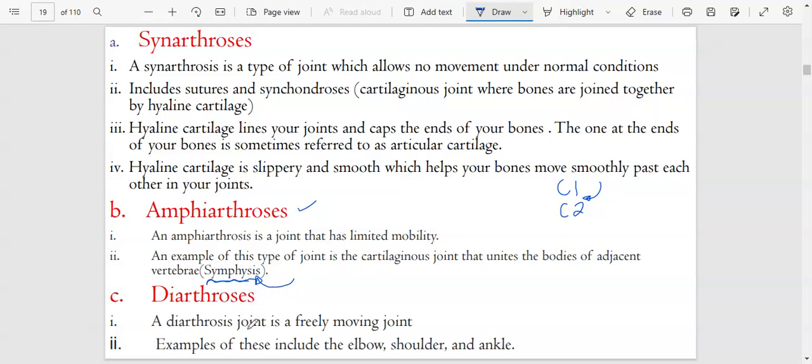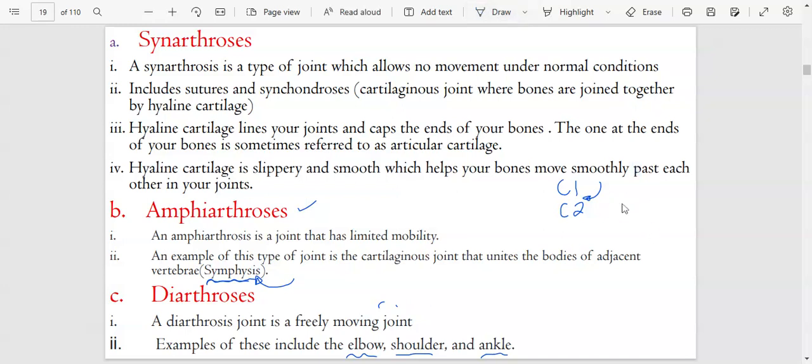Now, a diarthrosis is a joint that allows free movement, totally free movement, and they are mostly synovial joints. Examples of these include the joint that is found at the elbow, the joint found on the shoulder, and the joints on the ankle. You know that you are able to move your shoulder, you can move your hand in any direction, right? So they can allow total movement.